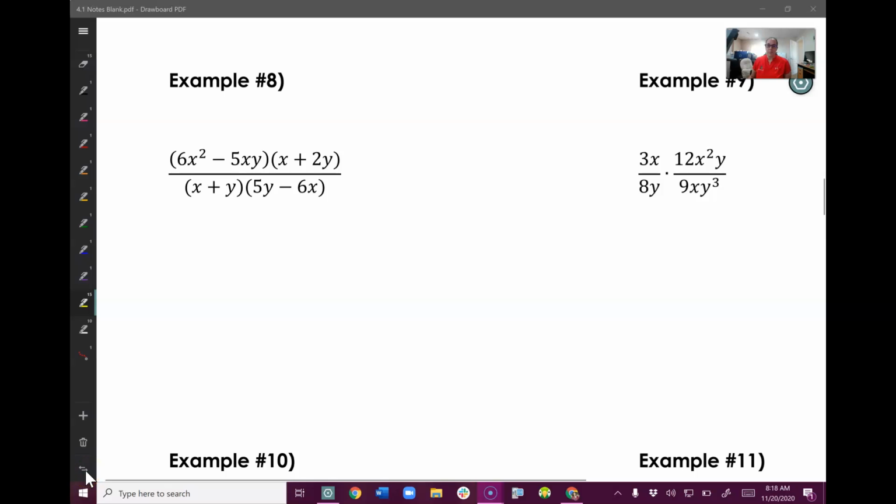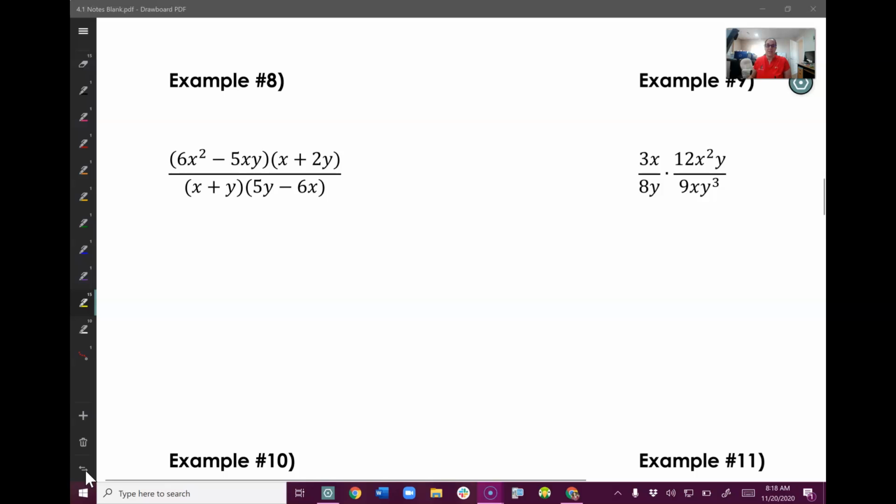Welcome to the second part of 4.1 where we continue to simplify, add, and subtract rational functions. We're actually going to start right here with example number 8 where we're going to continue to talk about simplifying rational functions, specifically with glue terms. Now remember we talked about glue terms in the last video.